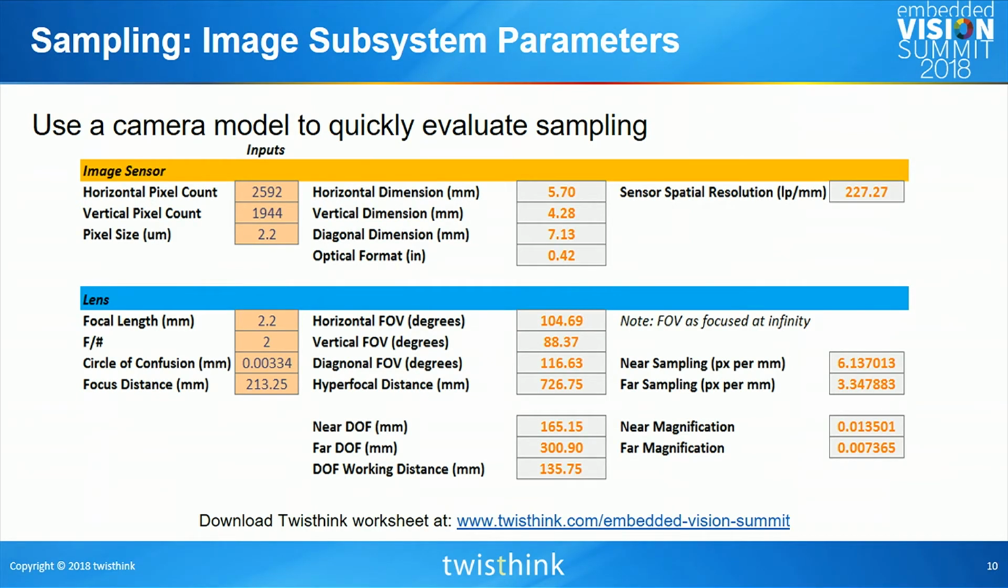The way that we do that effectively and efficiently is we've created an Excel worksheet that allows you to put in image sensor parameters and understand how they affect sampling. We have it available on our website, so feel free to download it and check it out. If you have questions or if it's not working right for you, just give me a call and we can work through that.